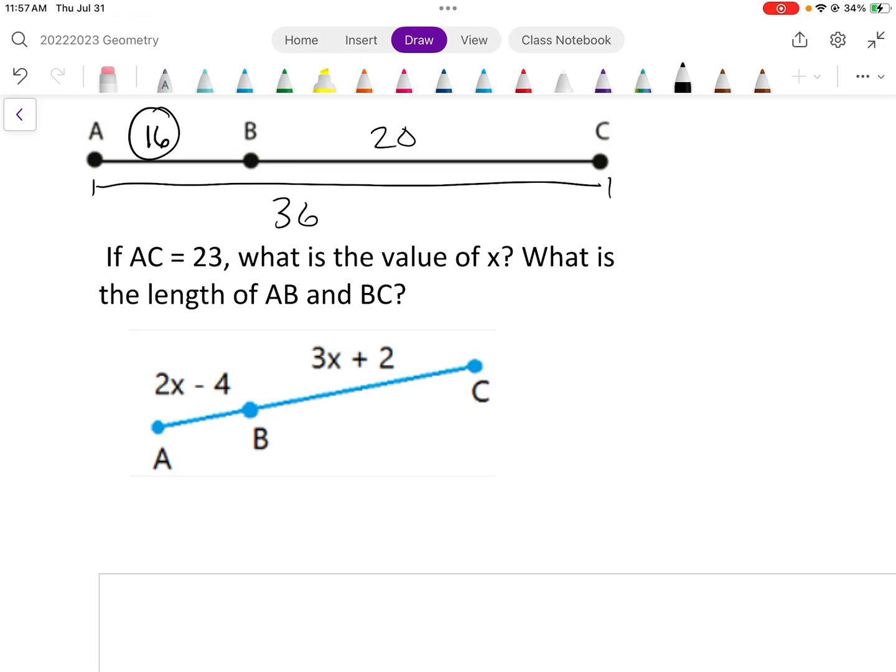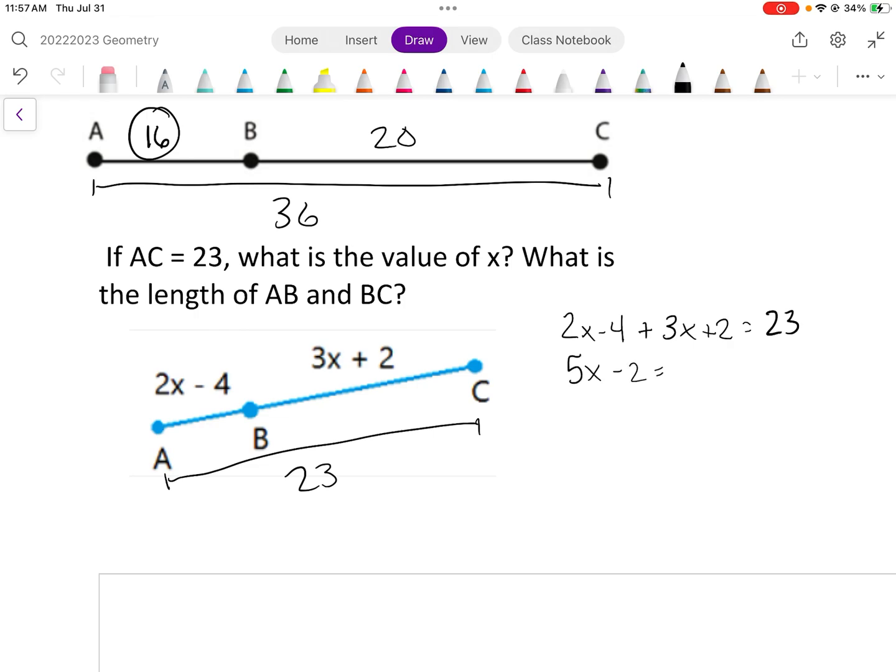This one has some algebra. If AC equals 23, I'm going to label that. What is the value of x? Part plus part equals whole. It also says what is the length of AB and BC. So 2x minus 4, which is the left part, plus 3x plus 2, which is the right part, should equal the whole segment, which is 23. So let's figure out what x is and then plug it in to find AB and BC.